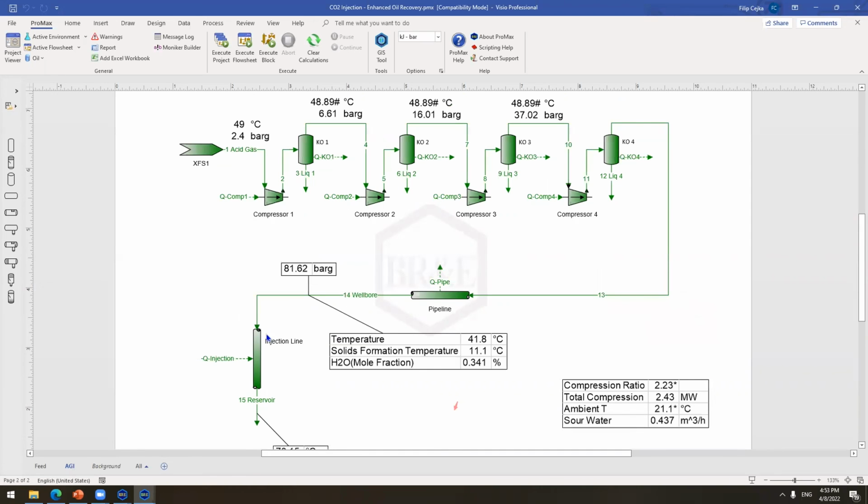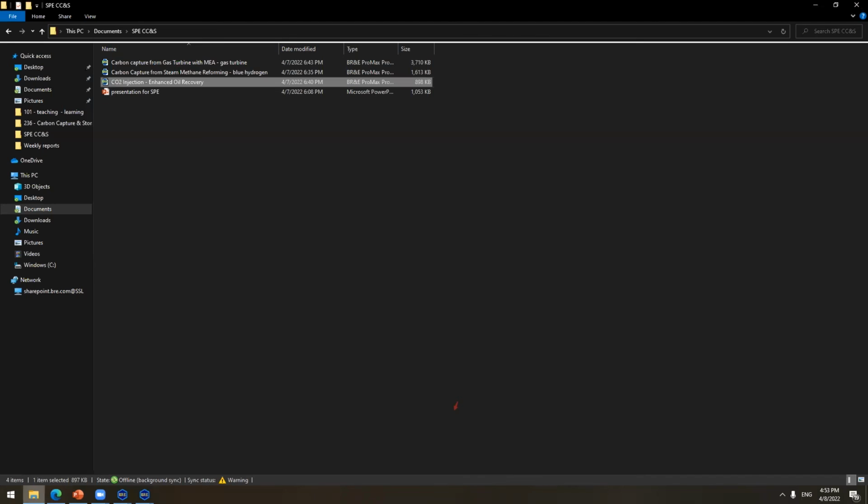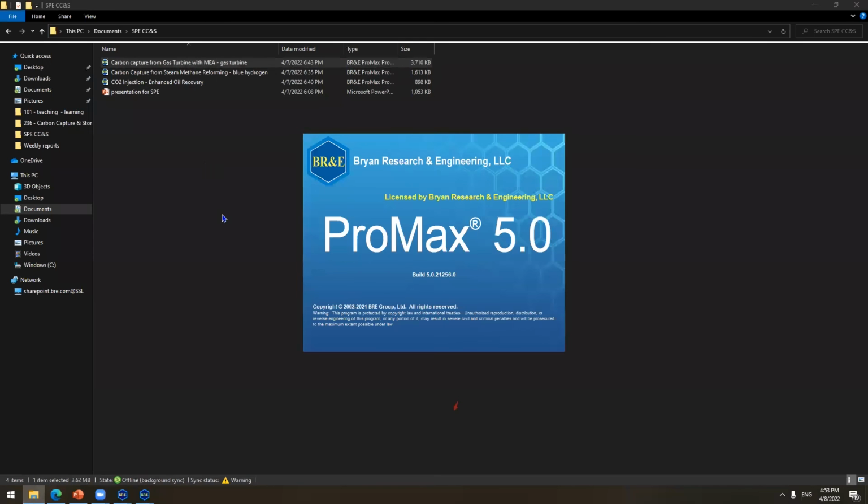I see we have some more spare time, so I'm going to show you just one last thing, and it's going to be carbon capture from gas turbine with MEA. Or if you have any questions, guys, just go ahead and ask me.